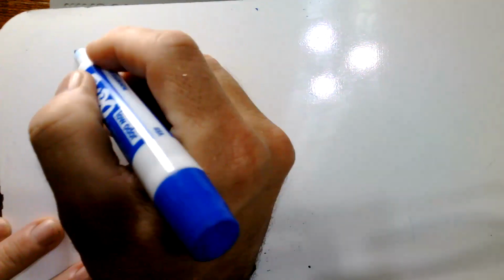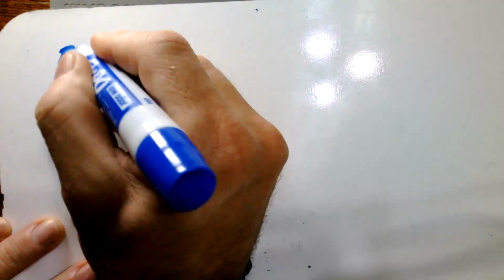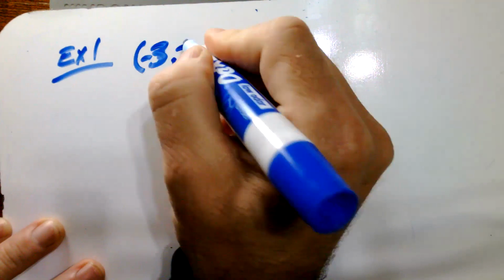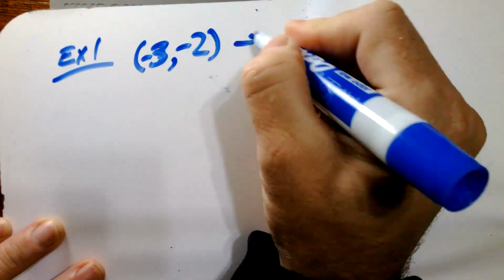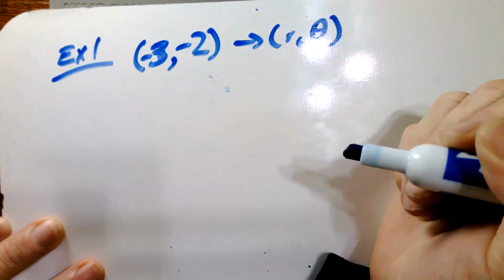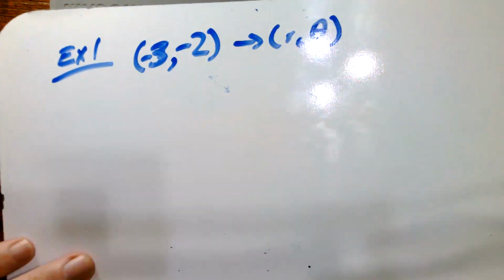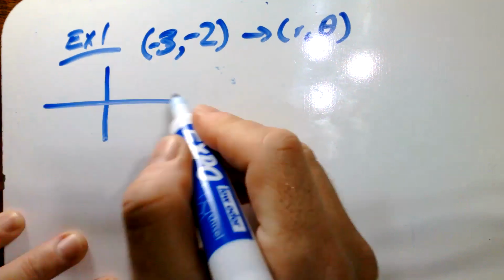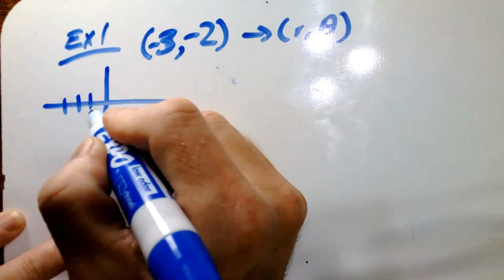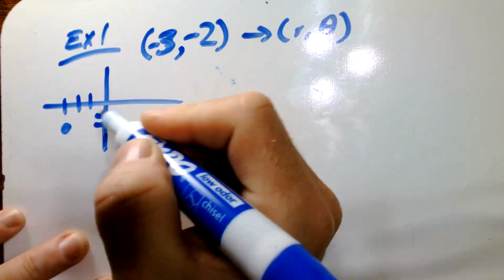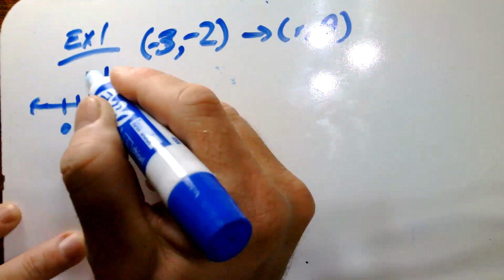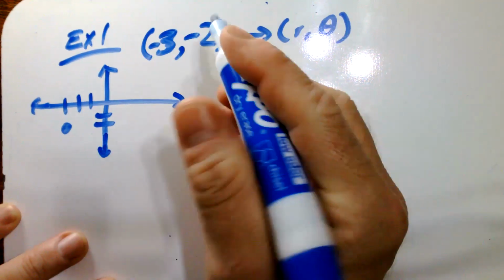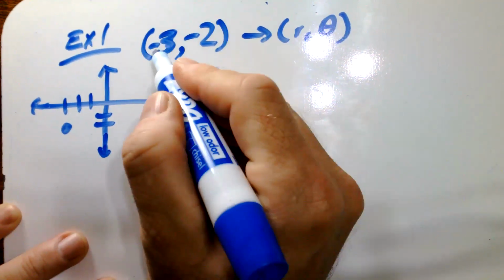All right. In this example, this was the first example. We're asked to convert the point (-3, -2) into r and theta, into polar coordinates. In any of these kinds of problems, my first suggestion is always to get a visual picture of what's going on. I think it usually helps stop a lot of confusion or wrong answers that could pop up. Okay, so (-3, -2).